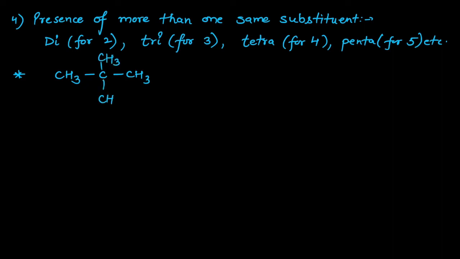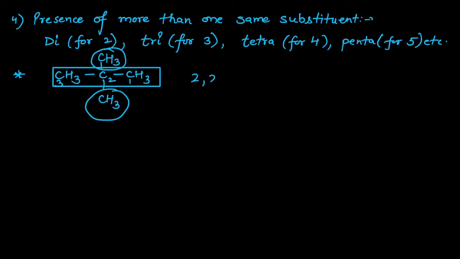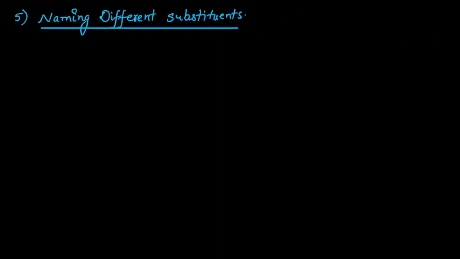So we are selecting our longest continuous chain, that is of 3 carbons, and we are numbering it as 1, 2 and 3. We can clearly see that 2 methyl groups are occurring at the same carbon. So we will write the name as 2,2-dimethylpropane. Please remember that the positions of the substituents are indicated separately, and the numerals representing their positions are separated by commas.